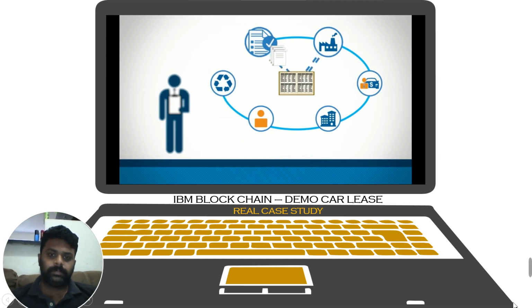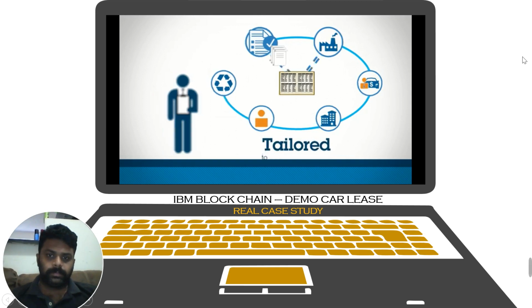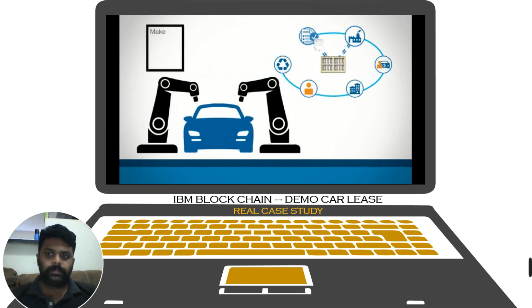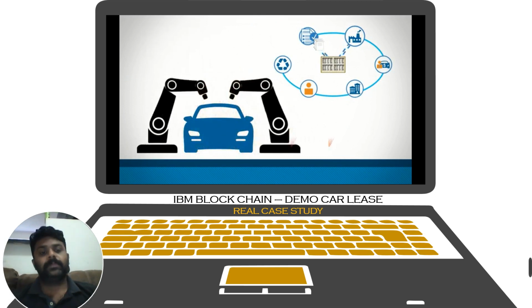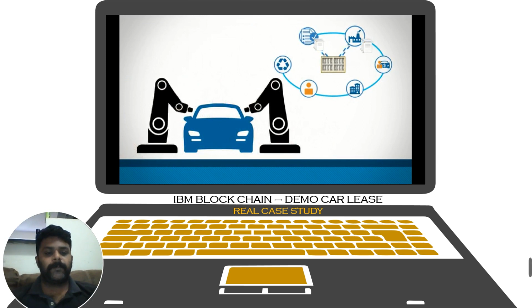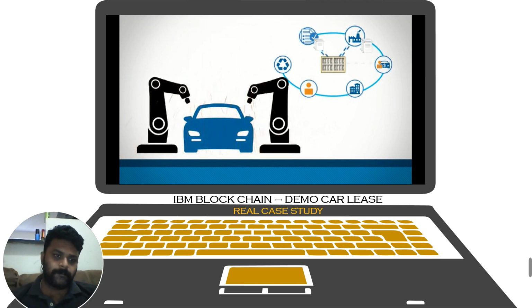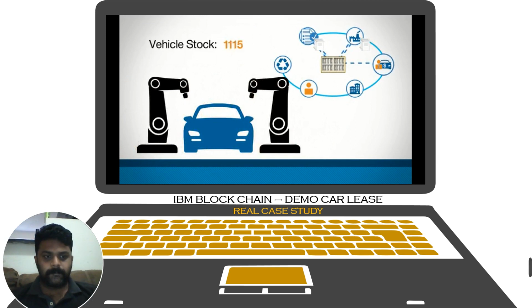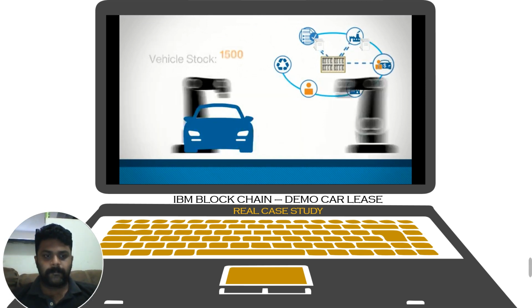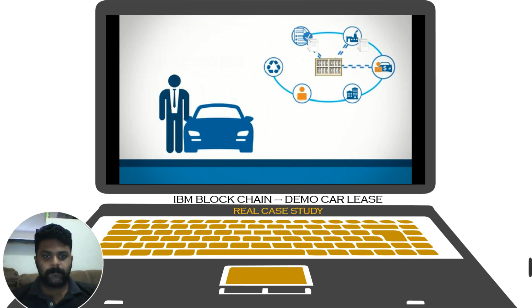IBM Blockchain allows the validation method to be tailored to meet the needs of the business network. The manufacturer adds the make, model, and vehicle identification number to the vehicle template, again, as permitted by the smart contract. This update is visible to all members of the supply chain with the right permission. For example, dealerships in the network can see the new stock availability.